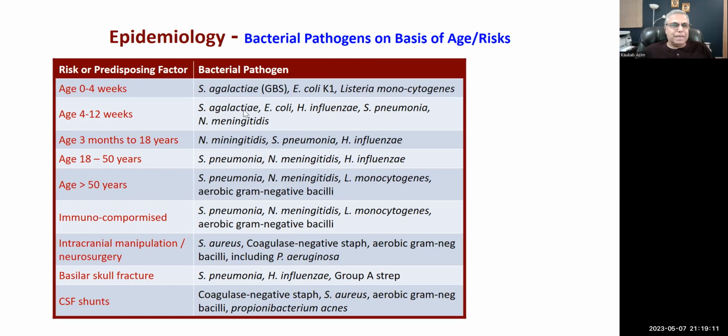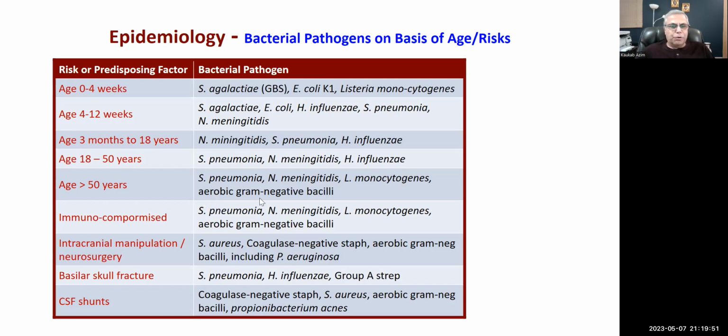4 to 12 weeks, again, S. agalactiae is there, but we have E. coli, H. influenzae, Strep pneumoniae, and Neisseria meningitidis. So you see S. agalactiae, H. influenzae, S. pneumoniae, N. meningitidis. These are coming again and again. 3 months to 18 years, again, N. meningitidis, Strep pneumoniae, H. influenzae. 18 to 50 years, S. pneumoniae and Neisseria meningitidis, H. influenzae, same bacteria. Age more than 50 years, again, S. pneumoniae and N. meningitidis, and Listeria monocytogenes is there.